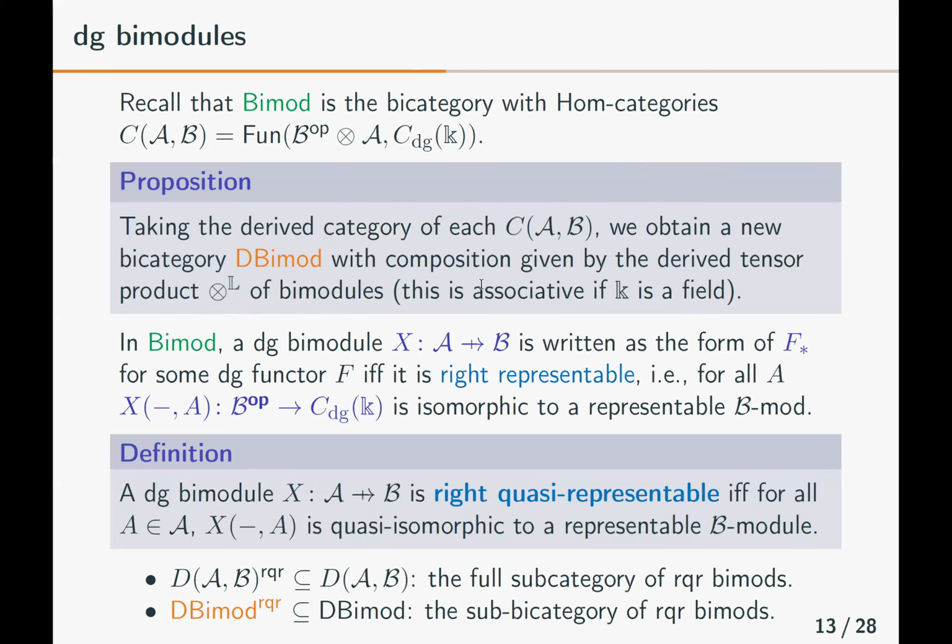So let us now modify the bicategory of DG bimodules so that it reflects homotopy theory. Recall that in the bicategory Bimod, the bicategory of DG bimodules, the hom category from A to B is the DG functor category into C_DG(K), like this. Instead of working with this category, we should pass to its derived category.